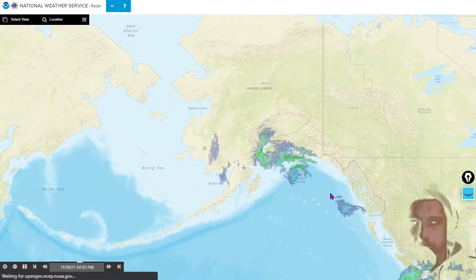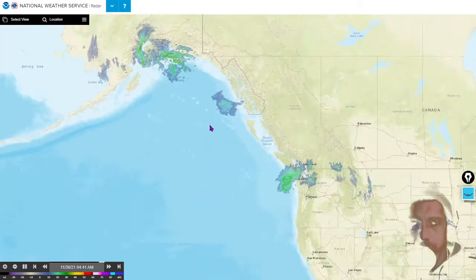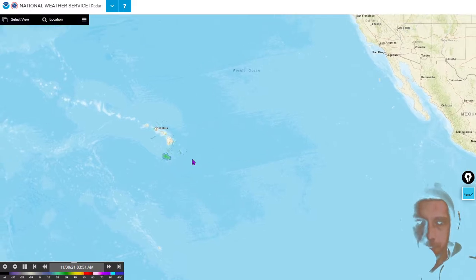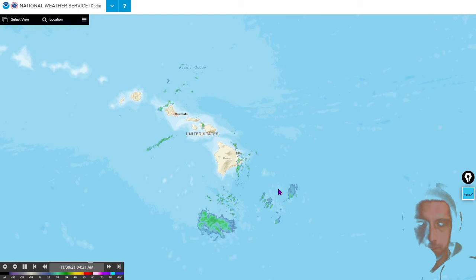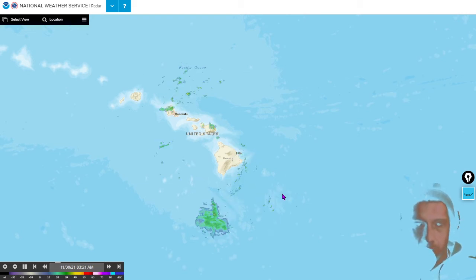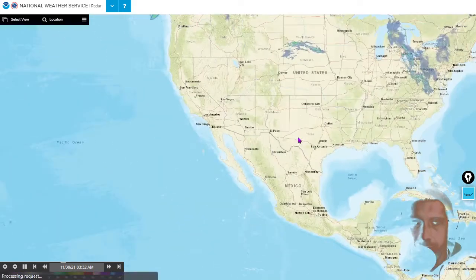Let's take a look at that real quick. There is your Alaskan Doppler radar. And here are the lower 48. There's also some precipitation around the Big Island, some precipitation around Hawaii in general, including Oahu. All right, anyway, here are the lower 48.